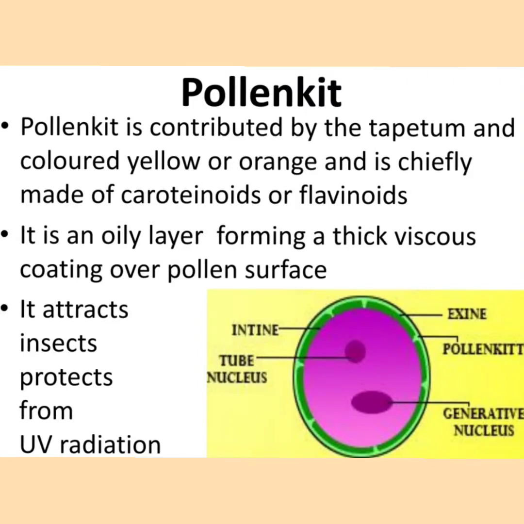Now, something about the pollen kit. You know that it is derived from the lipids and is contributed by the tapetum and is colored yellow or orange and is chiefly made up of carotenoids or flavonoids. It's an oily layer forming a thick viscous coating over the pollen surface. It attracts insects and protects from the UV radiation.